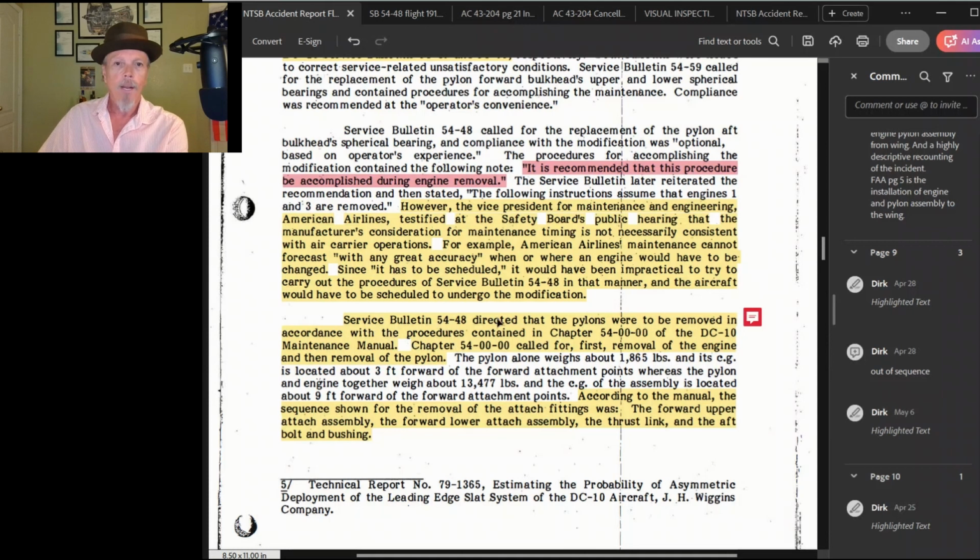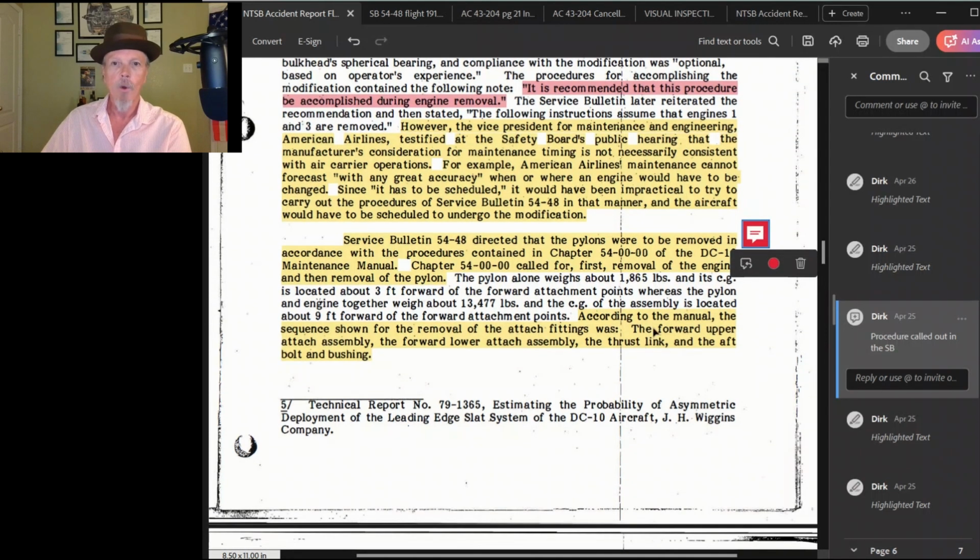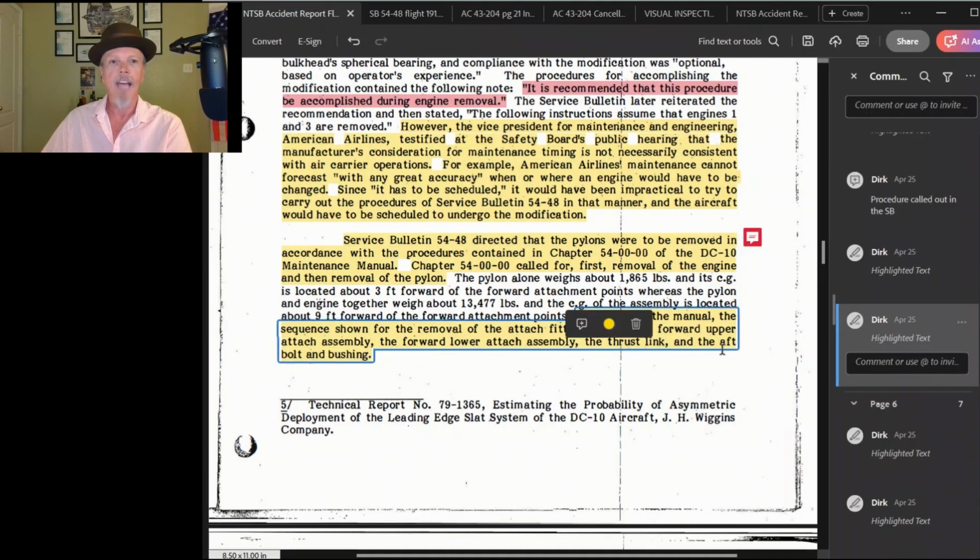Service Bulletin 5448 directed the pylons were to be removed in accordance with the procedures contained in Chapter 54 of the DC-10 Maintenance Manual. Chapter 54 called for first removal of the engine and then removal of the pylon. So these are the procedures that are called out in the service bulletin telling you what you need to do. According to the manual, the sequence for the removal of the attached fittings was the forward upper attached assembly, the forward lower attached assembly, the thrust link, and the aft bolt and bushing. So the aft bolt and bushing were supposed to be the absolute last thing you disconnect.